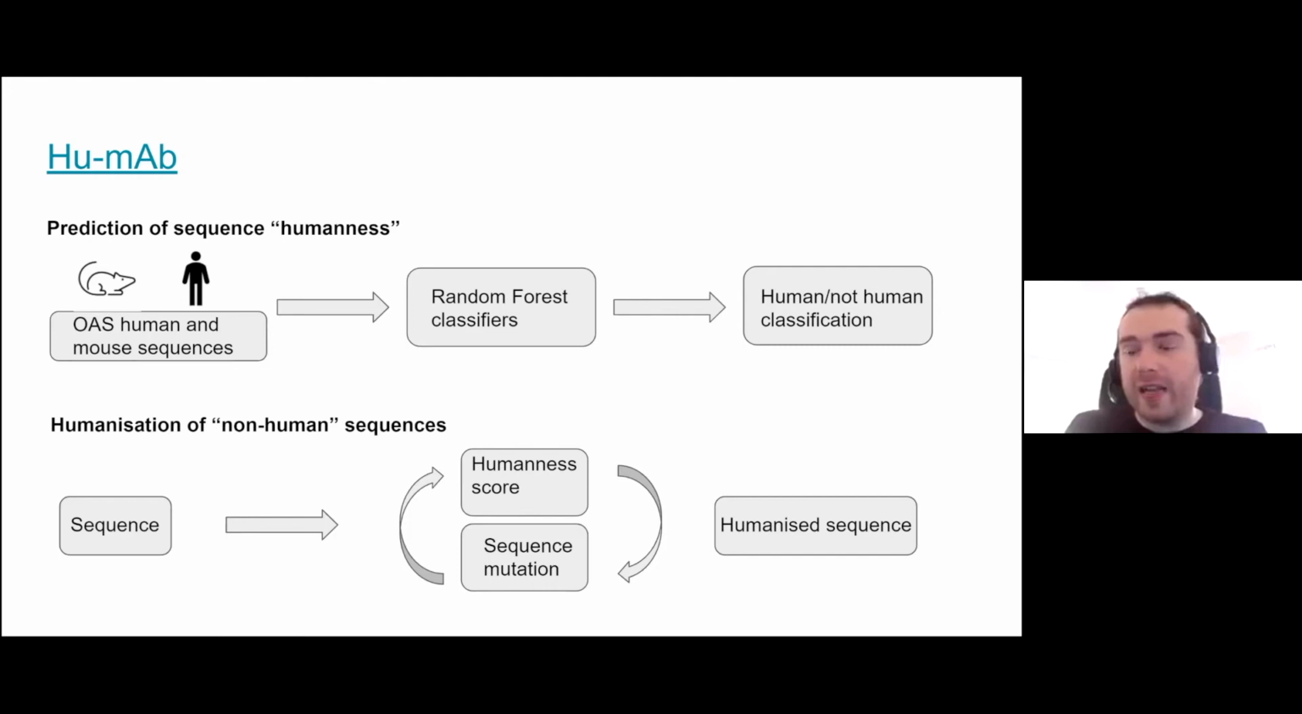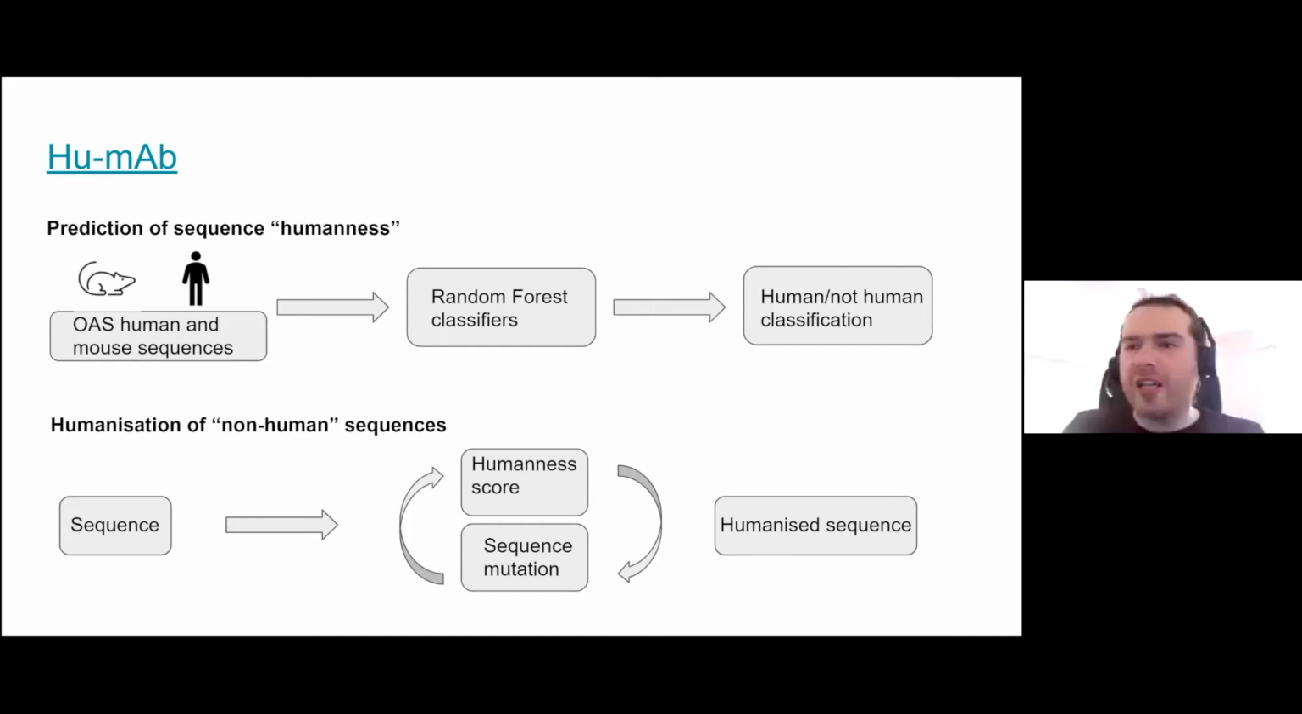You might end up mutating even further away from human, chasing those other properties. So in order to try and address this problem rationally and computationally, we've developed a tool called HuMab, which is a human antibody humanization tool. And this tool really does two things.